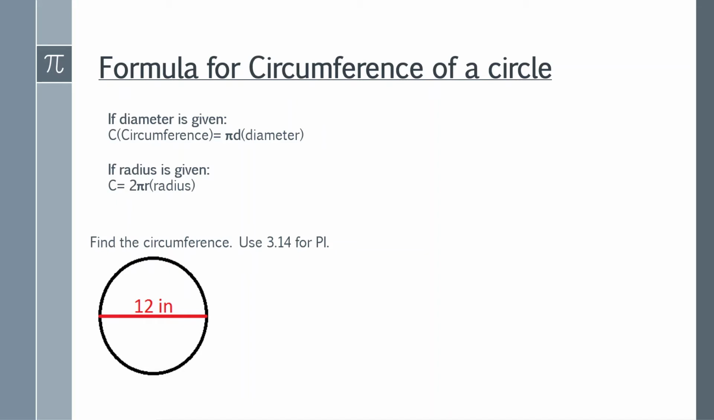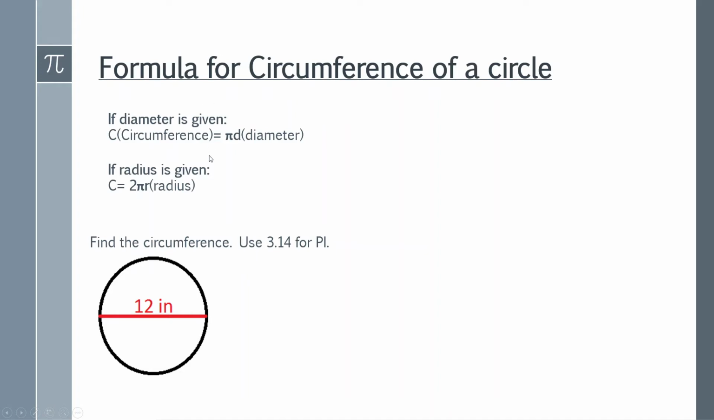But if the radius is there, we would do 2 times whatever value of pi they want us to use, and then we use the value of the radius. And this is the same thing as the one above, because the pi is the same, it's just 2r instead of d. And remember, radius is half the diameter, so to equal the diameter you need 2 of the radius. So that's why they're both valid.